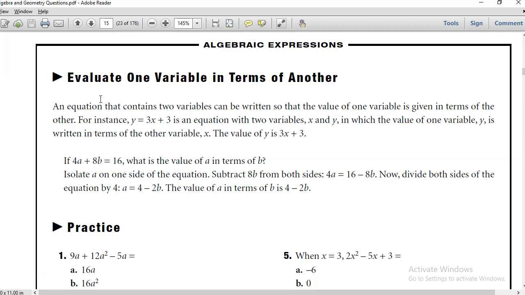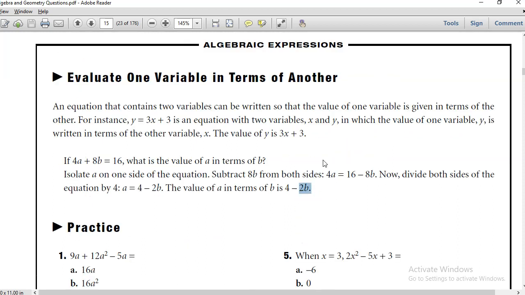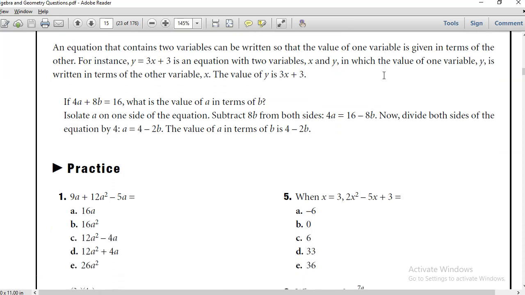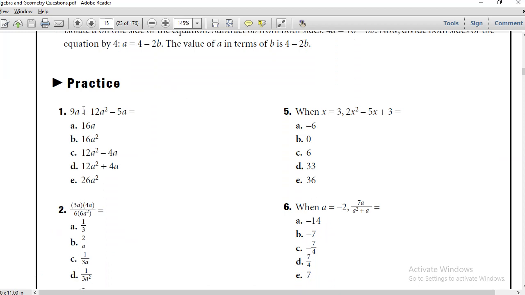Here is one more point: evaluate one variable in terms of another. We'll try to understand the same in the practical problems which we have now. We'll start from the first problem, students. In the first problem we have 9a plus 12a square minus 5a. You have to simply solve this problem.